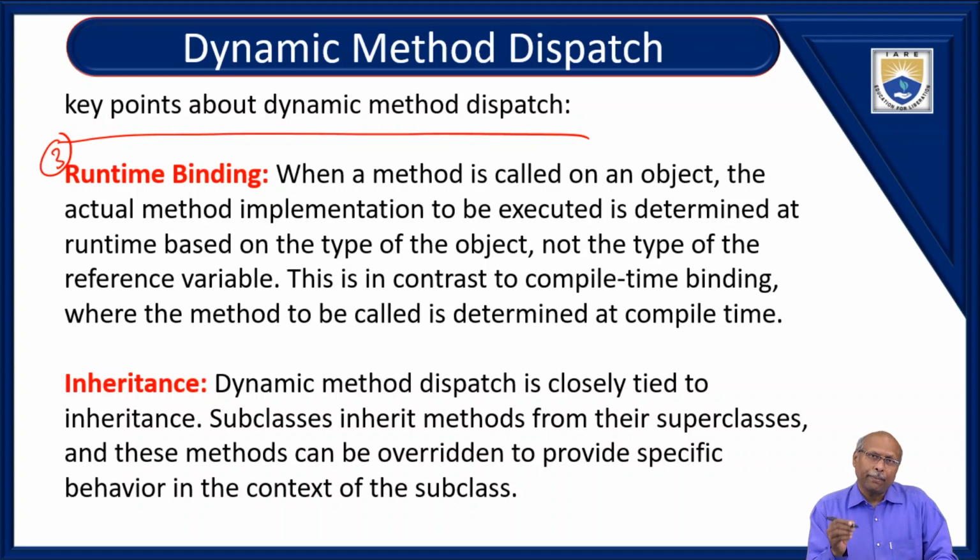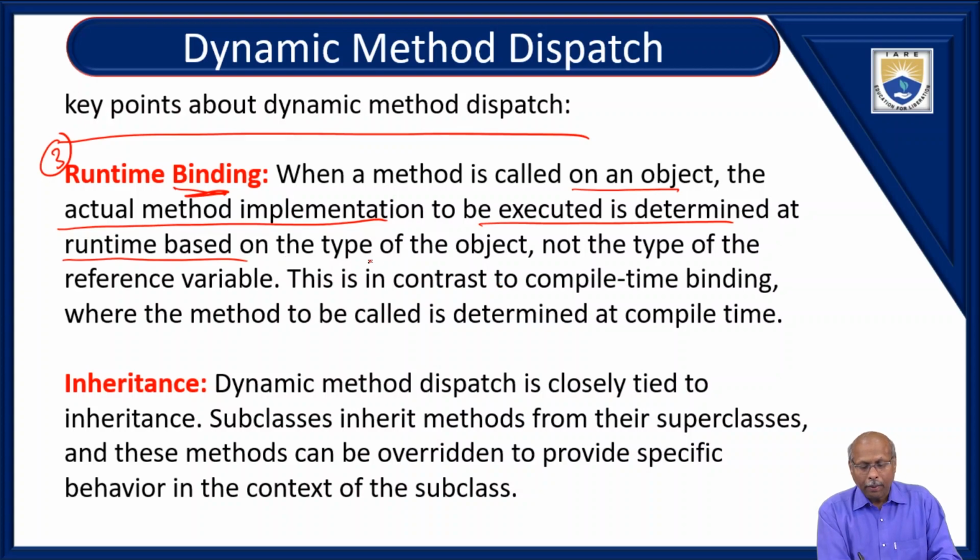Because a parent's reference can point anywhere, my parent object has to be bound to one of the locations. That will be decided during runtime. So that's why it is runtime binding. Because in memory, there will be multiple methods. So which method I will execute will be known during runtime. So, when a method is called on an object, the actual method implementation to be executed is determined at runtime based on the type of object, not the type of reference variable.